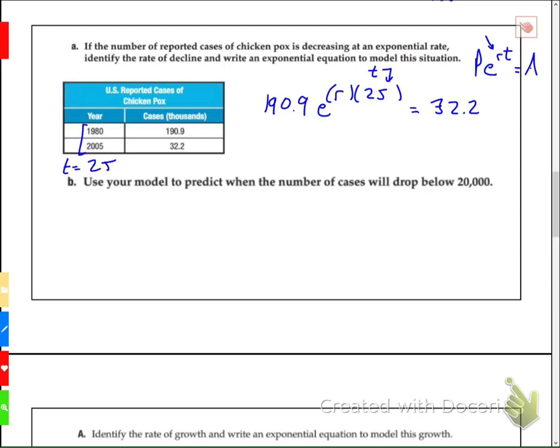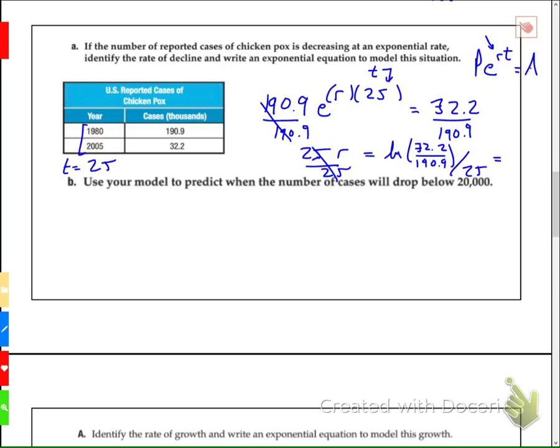Okay, so now I can divide by 190.9. Cancel it. Take the natural log of both sides. Gives me 25R. Where did the e go? I took the natural log of it, so it's gone. Natural log of 32.2 divided by 190. Okay? So natural logging a base e just disappears that base entirely. Okay? It's almost like Mr. Sandlin's log chopping axe turned into a chainsaw with a wood chipper attached. Okay? So now I want to divide by 25, and that should give me my rate.